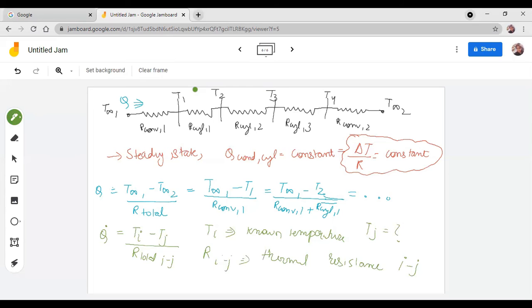So this is how intermediate temperatures can be found, because we just have to know the value of Q conduction, and hence we can use these expressions to find the intermediate temperatures. It is all thanks to the fact that delta T by R is equal to a constant. So that is how we'll determine this, and I hope you have understood this clearly. Thank you.